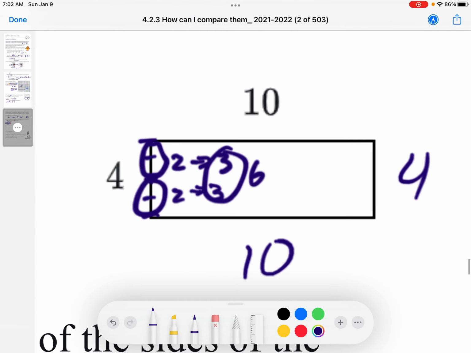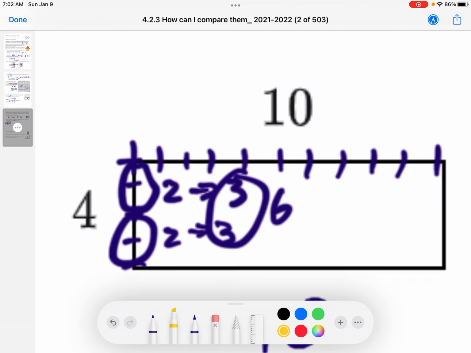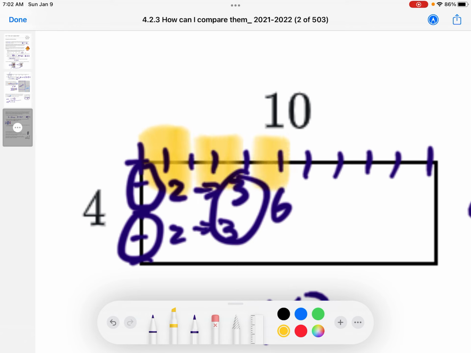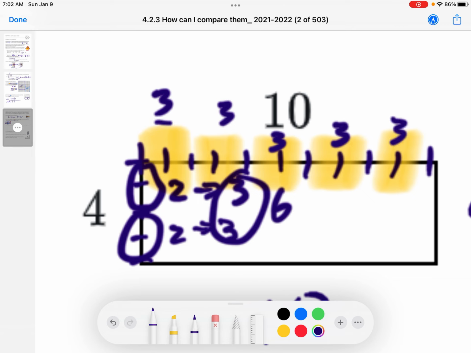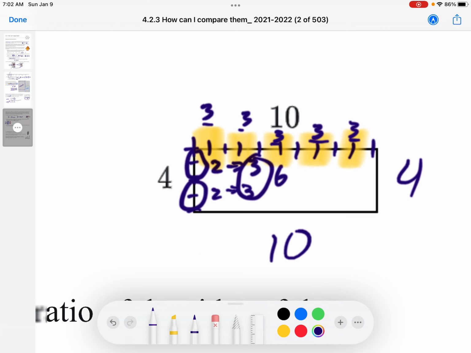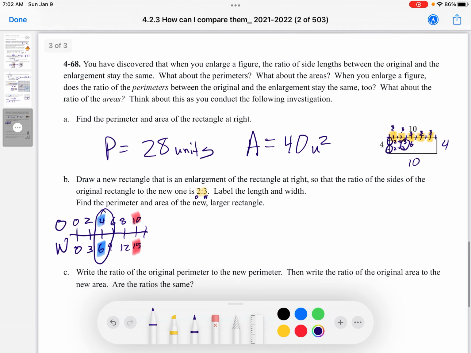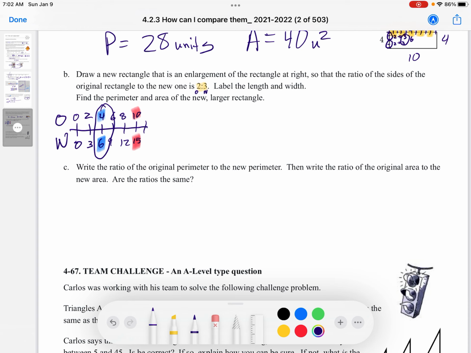We can think about this as 1, 2, 3, 4, 5. Wait, I'm drawing this way too close. 1, 2, 3, 4, 5, 6, 7, 8, 9, 10. And what we'll do is there's 2, 4, 6, 8, 10. There they are. So that 2 becomes 3, this 2 becomes 3, that 2 becomes 3, that 2 becomes 3, and that 2 becomes 3. So 3, 6, 9, 12, 15. That's just a different way to look at it. I'm not saying it's the way that works for you, but it is a way that works.